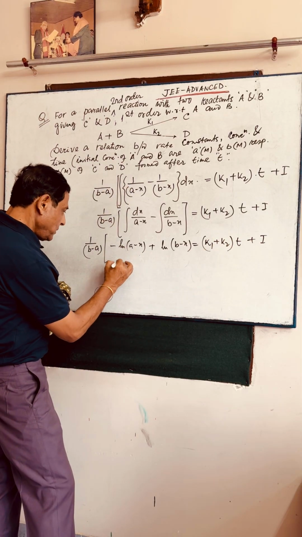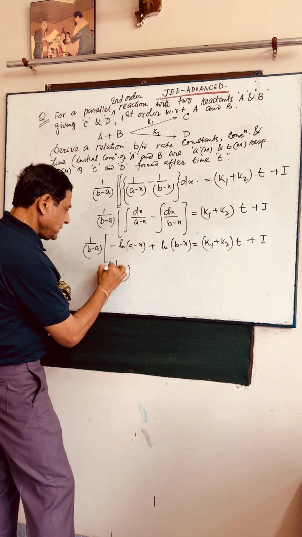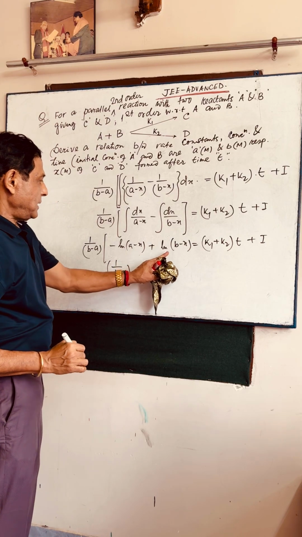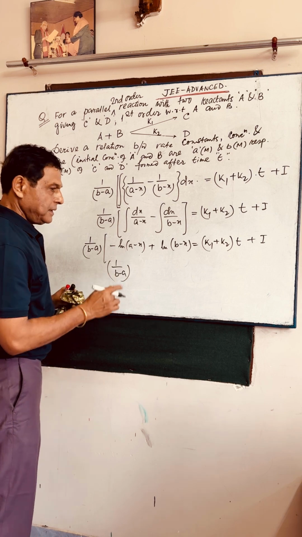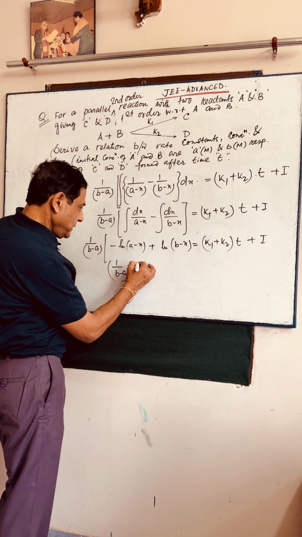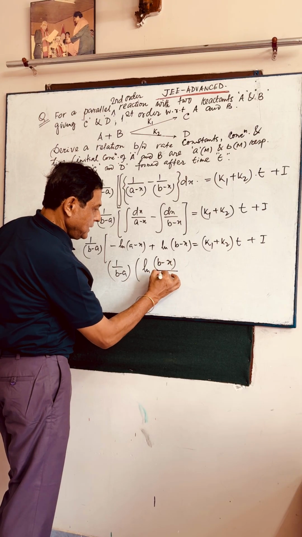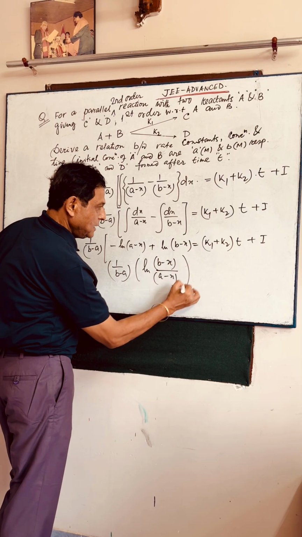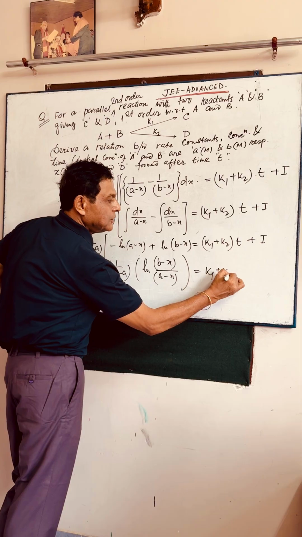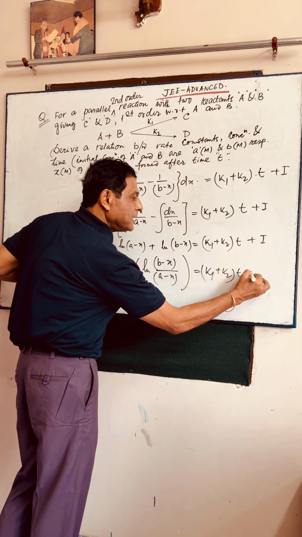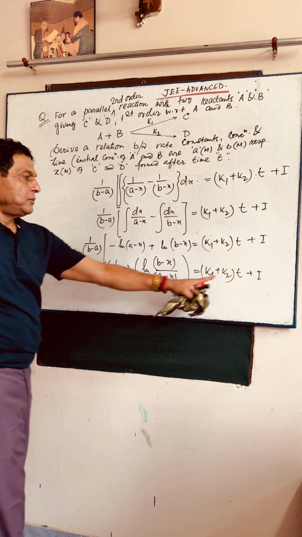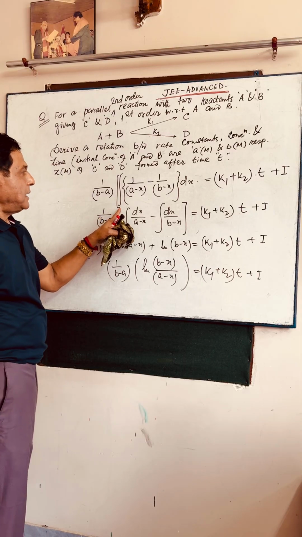So we can write 1 by (b minus a) times ln a minus ln b, it will be ln(a by b), so it will be ln((b minus x) by (a minus x)) equals (k1 plus k2) into t plus I. Now this I value will be determined, because we didn't take lower and upper limits here.